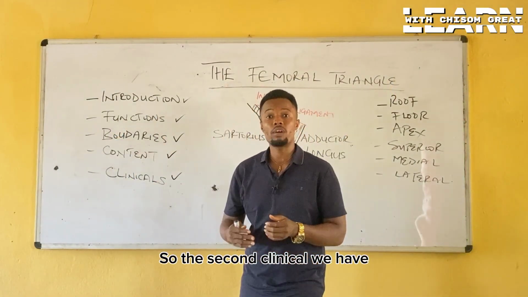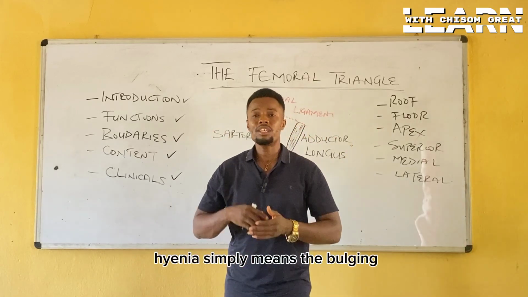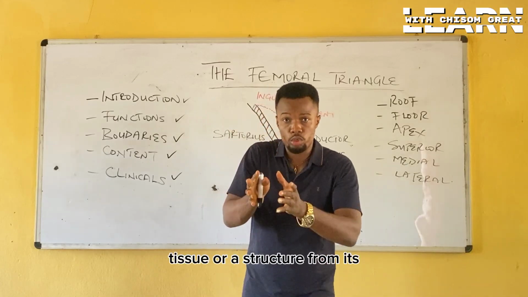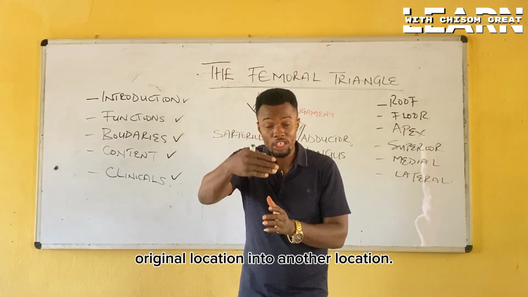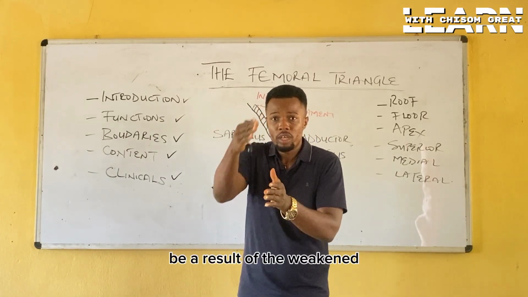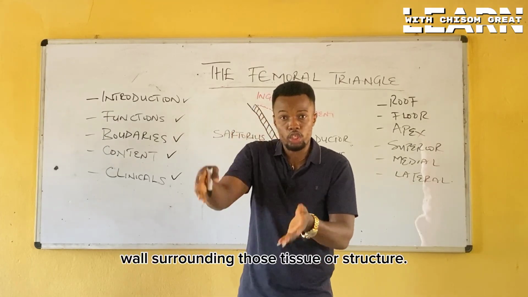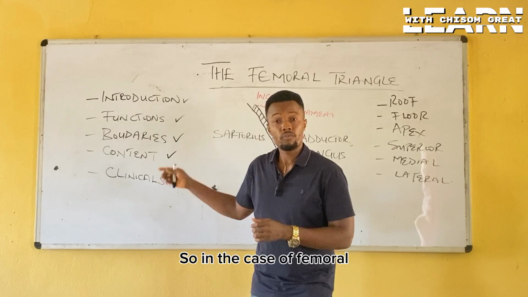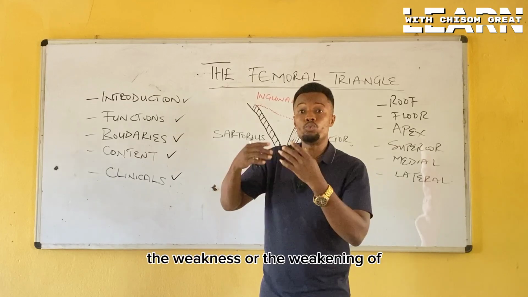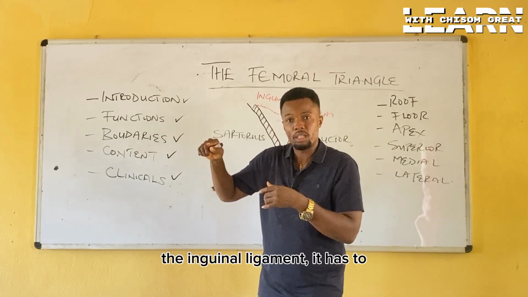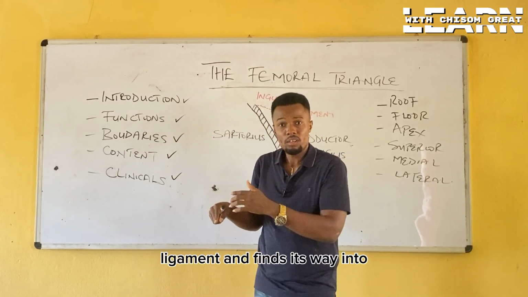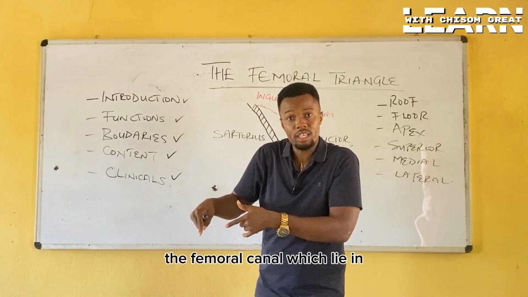So the second clinical we have is femoral hernia. Generally, hernia simply means the bulging out or the protrusion of a tissue or a structure from its original location into another location. And this can be a result of the weakened wall surrounding those tissue or structure. So in the case of femoral hernia, you notice that the bowel or the small intestine, because of the weakening of the inguinal ligament, has to pass under the inguinal ligament and finds its way into the femoral canal, which lies in the femoral triangle.